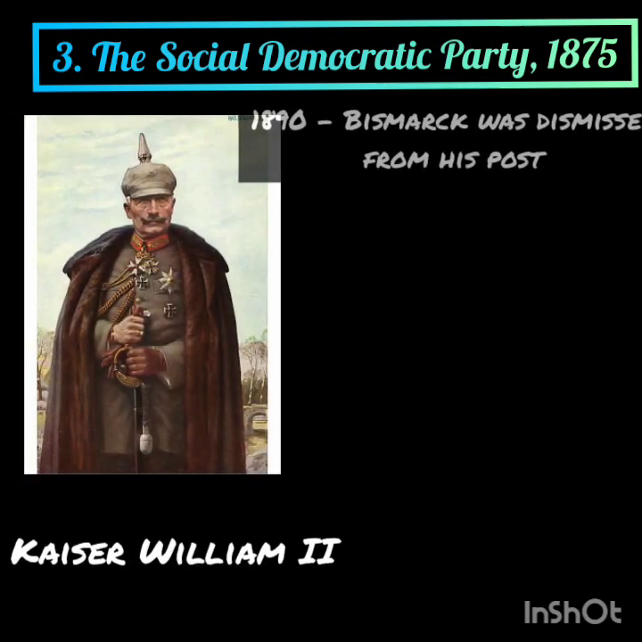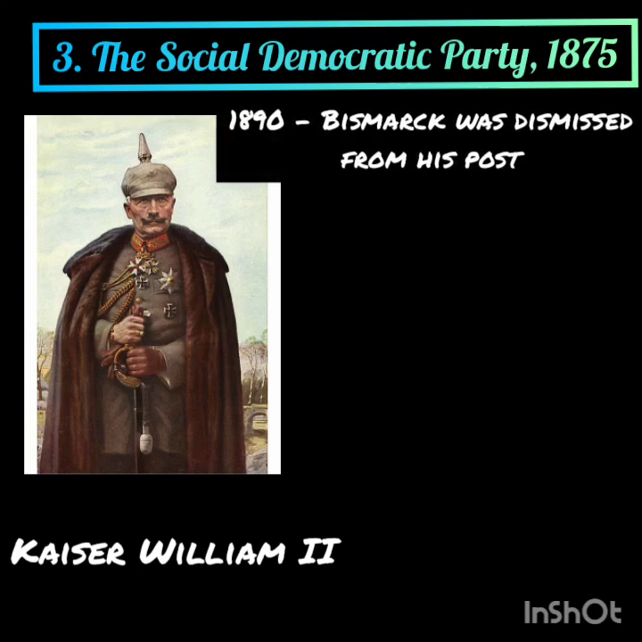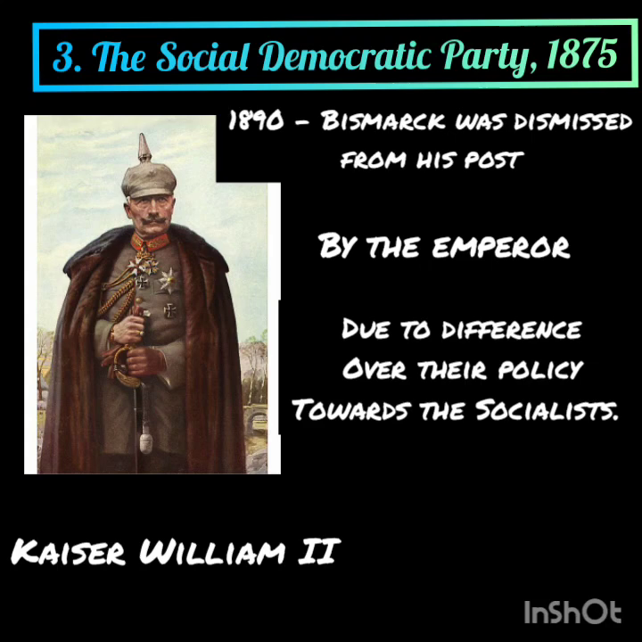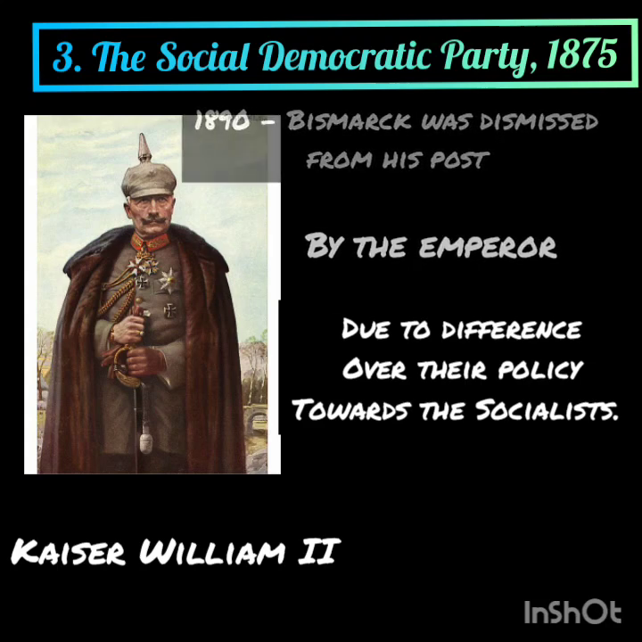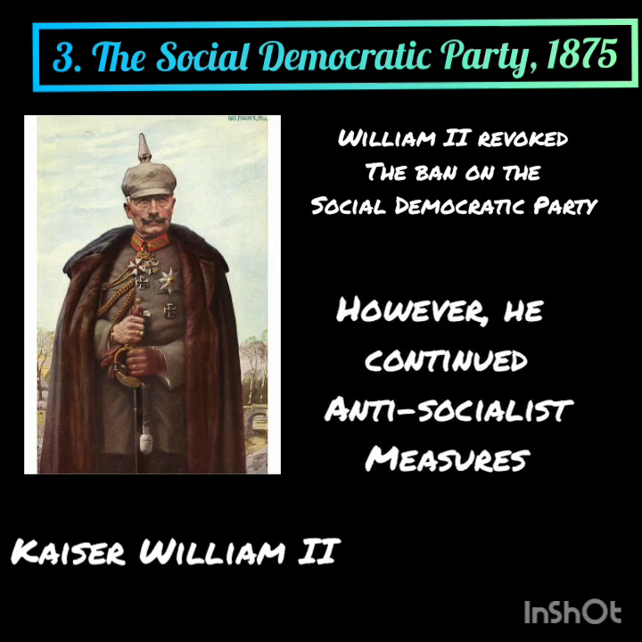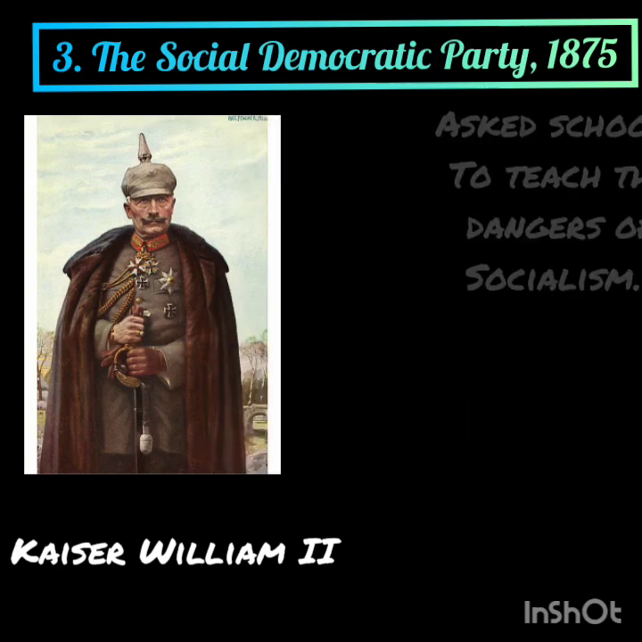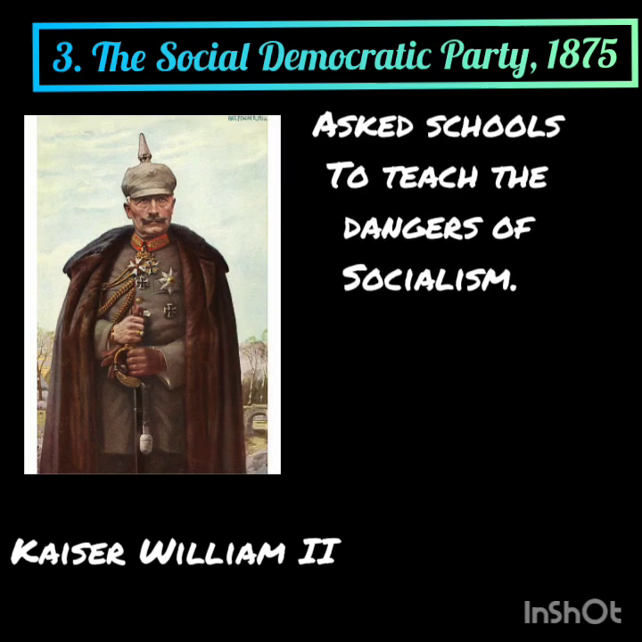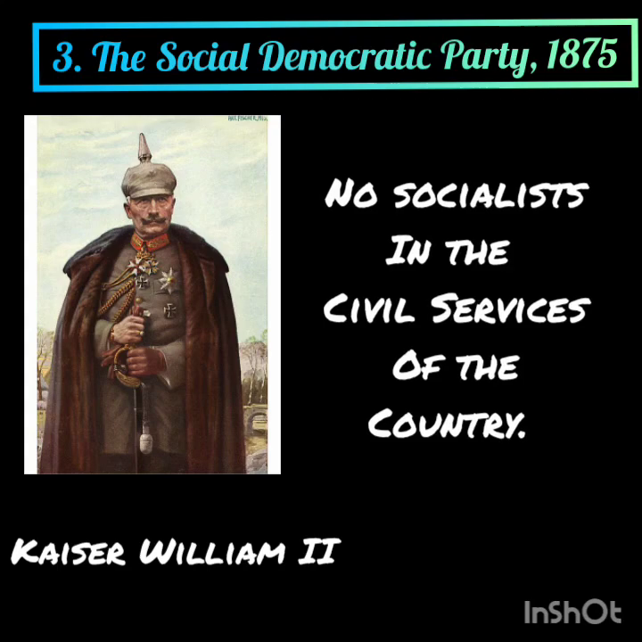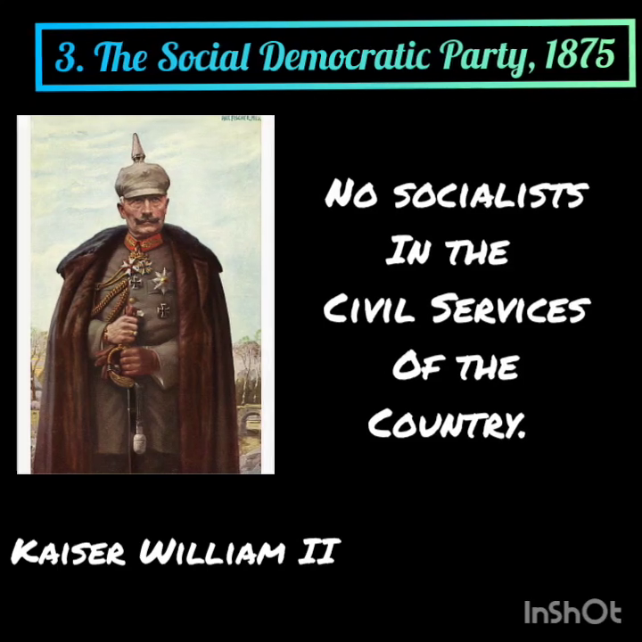In 1890, the great Chancellor Bismarck was dismissed from the post of Chancellor by Emperor Kaiser William II. The difference over their policy towards the socialists was the key issue between the Emperor and his Chancellor. William II revoked the ban on the Social Democratic Party. The Emperor, however, continued to carry on anti-socialist measures. He followed a repressive policy against the Social Democrats. He asked the schools to teach the dangers of socialism, which preached class struggle and distinction between the classes. He did not permit the recruitment of socialists to the civil services of the country.